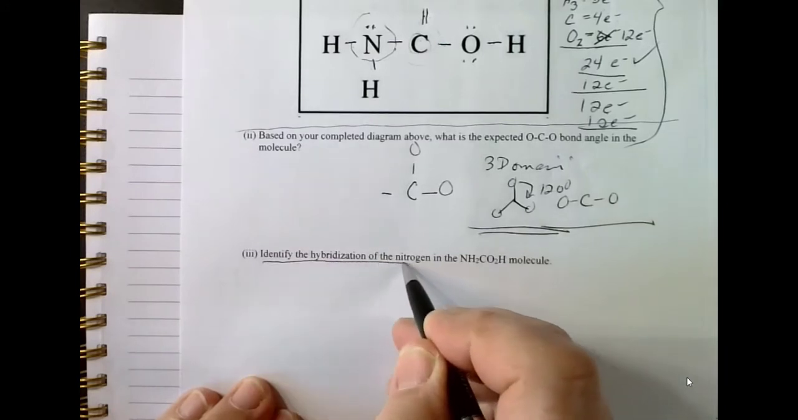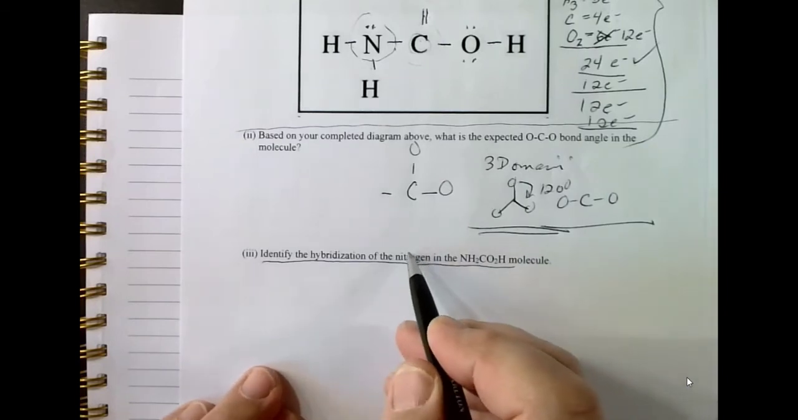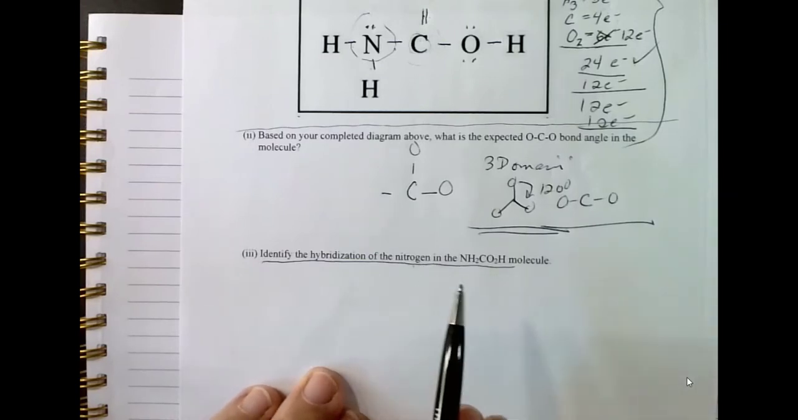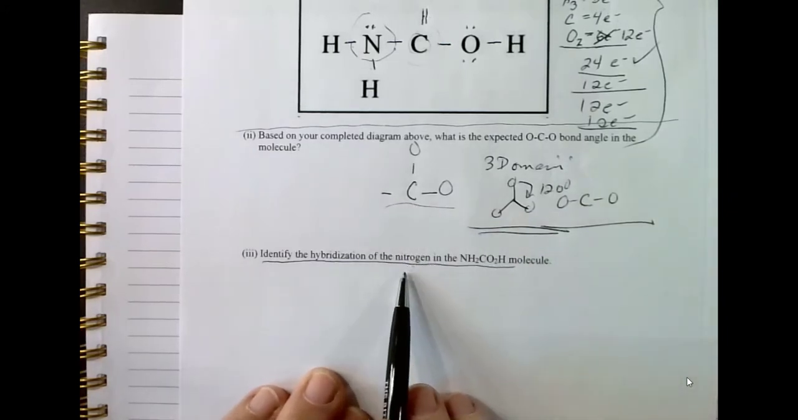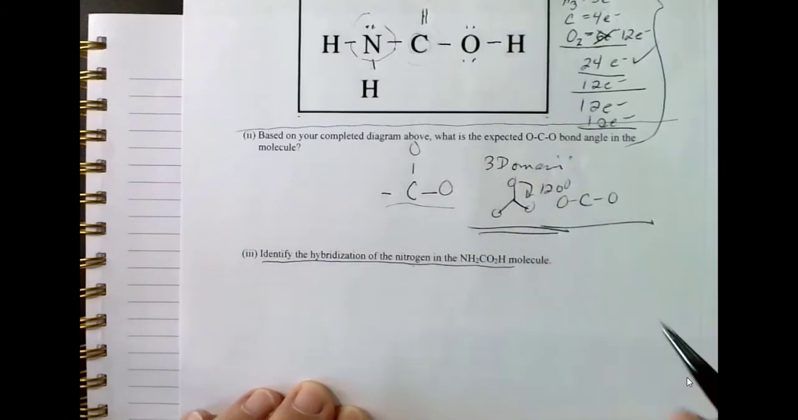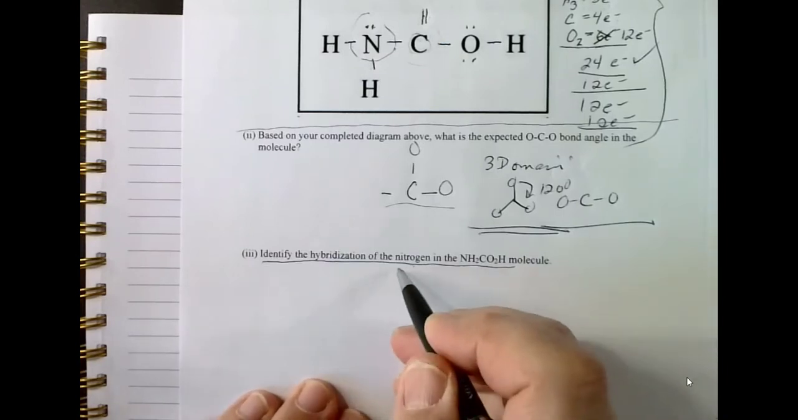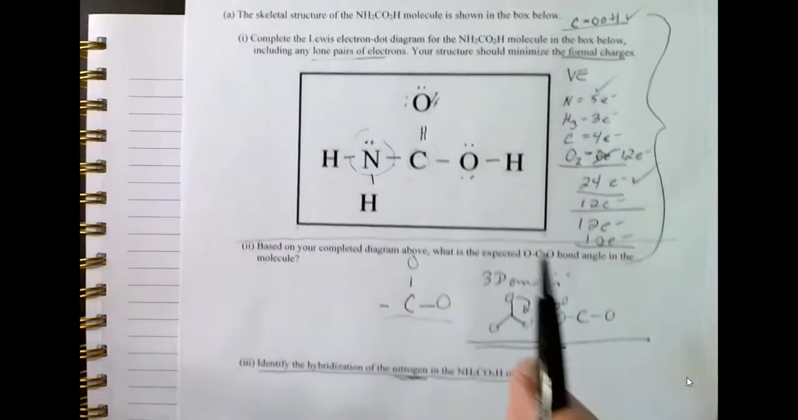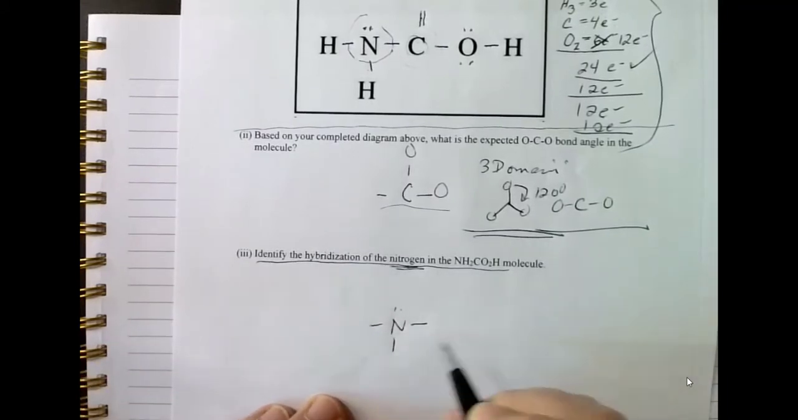Next, identify the hybridization of the nitrogen in the molecule. Okay, read carefully. A very, very common mistake here that the graders indicated was that people gave the hybridization of the carbon, not the nitrogen. They rushed, they had just worked on the carbon, said, oh yeah, I know carbon's 120, so I know that's an sp2 hybrid, and they put that down. They're asking for the nitrogen, which sort of makes sense because they wanted to see if you knew a different molecule. So that nitrogen has 1, 2, 3, 4 domains.